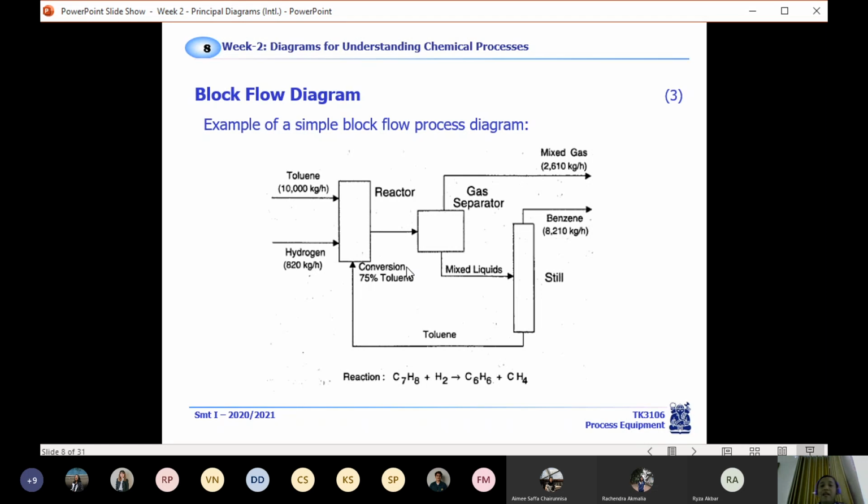But by knowing this system, you will understand whether your plant is complex or not complex. Based on your PFD, you will know that in my plant there will be a reactor, a gas separation, and also a separation between the benzene and toluene.